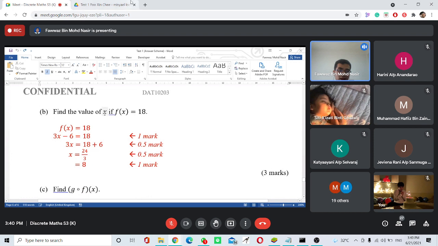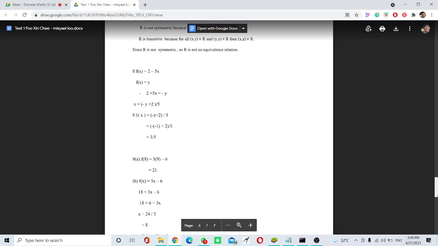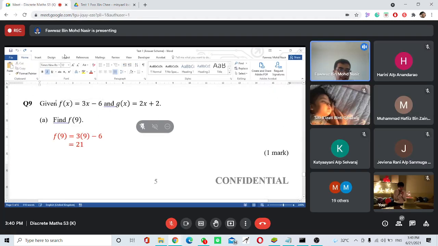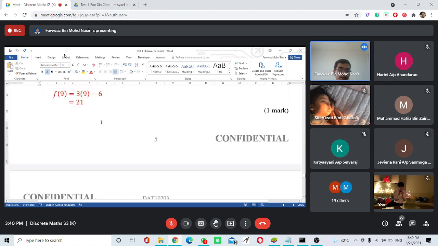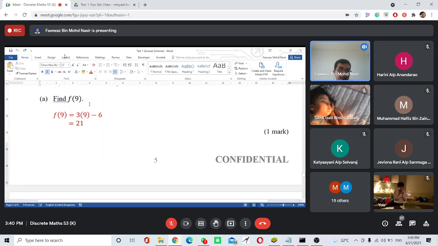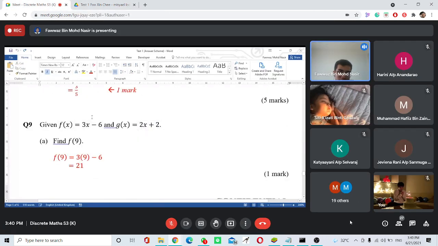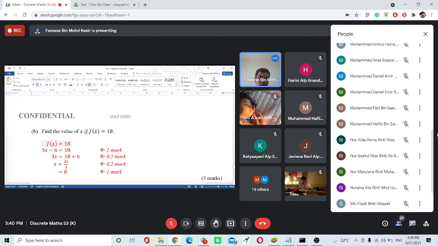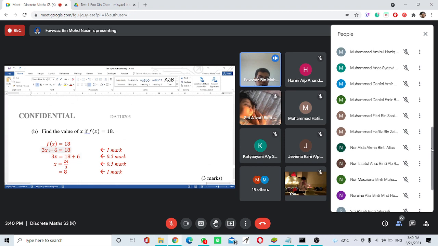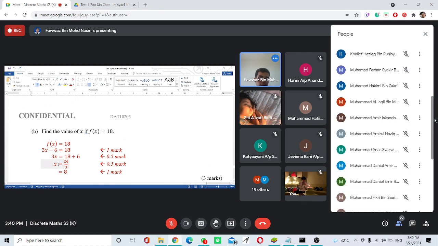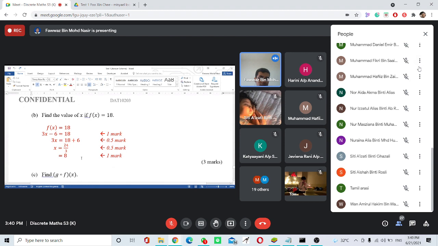Then dia kata find the value of x if f(x) equals 18. So dia kata f(x) is equal to 18 kan. Dan dalam masa yang sama dekat soalan asal ni dia bagi function f. So we can combine this. We can substitute this function 3x minus 6 into this. So you get f(x) equals 18, 3x minus 6 equals 18. So pindah-pindahkan value dia punya term-term, number ni. So the left hand side kita tinggal x. So x will get 8.